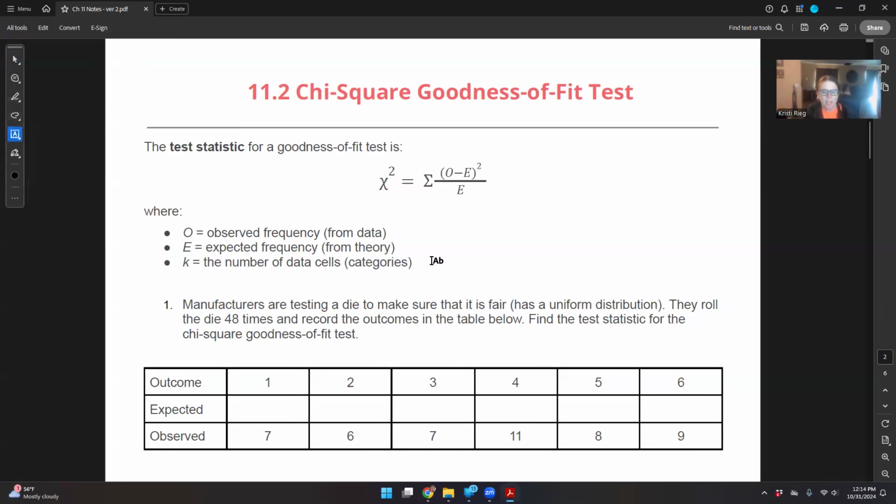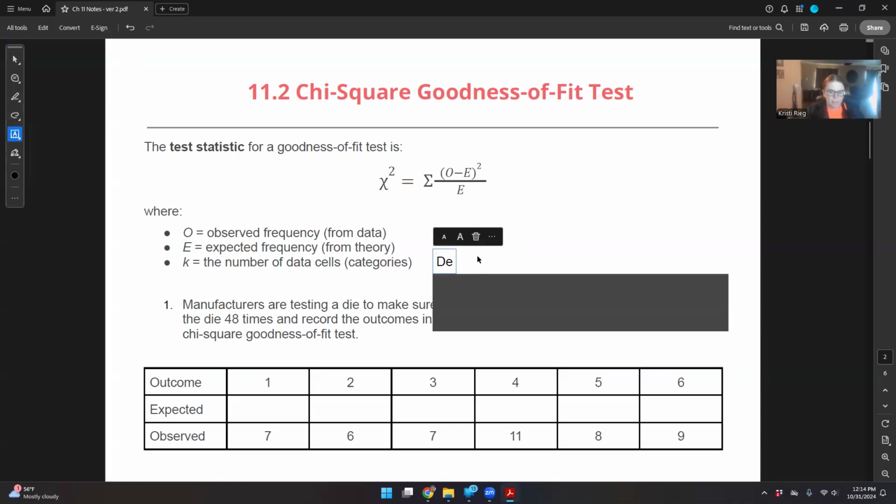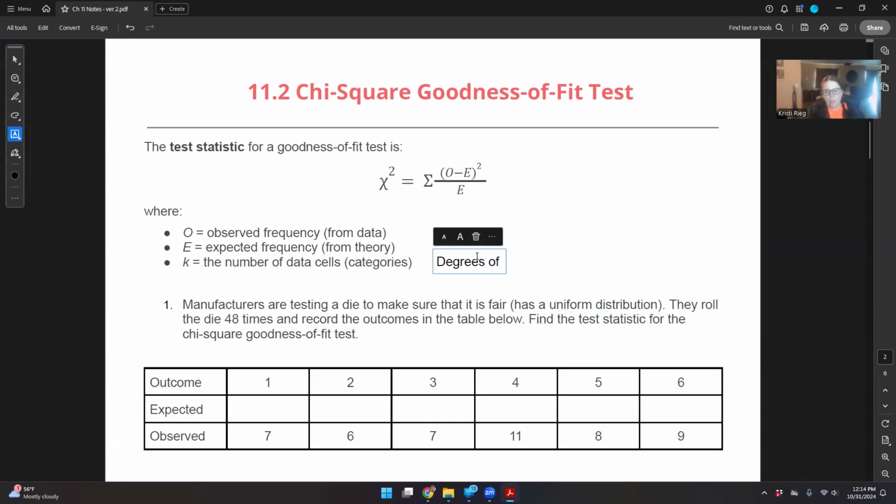Okay, so K is leading us to the degrees of freedom, and the formula is going to be K minus 1. We've seen it before where the degrees of freedom was N minus 1, the total number of things. Well, for the chi-squared goodness of fit test, it is K minus 1.